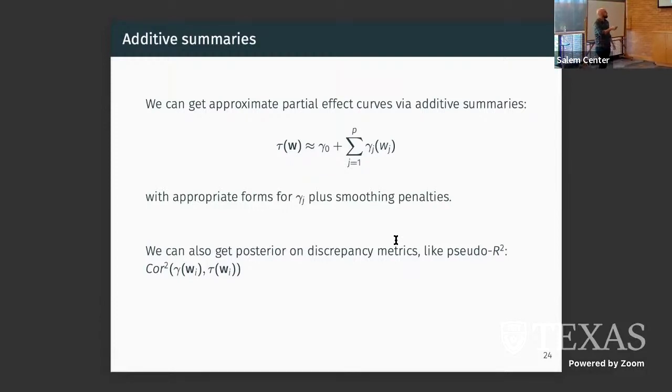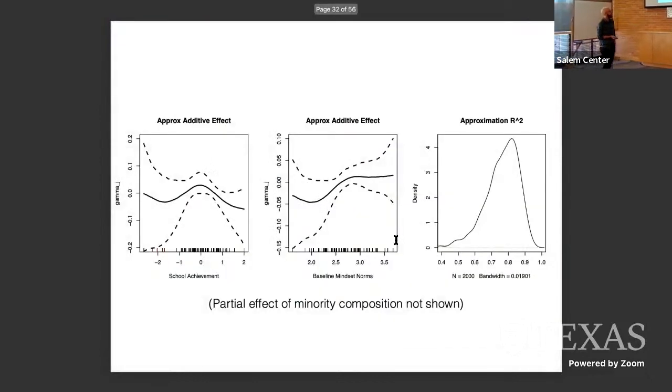And so I can not only get that summary, but I can get that summary plus a measure of fidelity. So how close is this approximation actually to tau? What we use here is just this sort of pseudo R-squared measure. You can interpret that as R-squared in a regular regression model. So if we fit an additive approximation, we get results that look something like this.